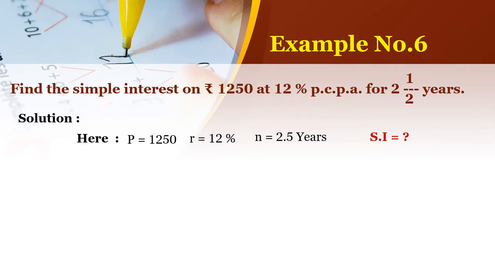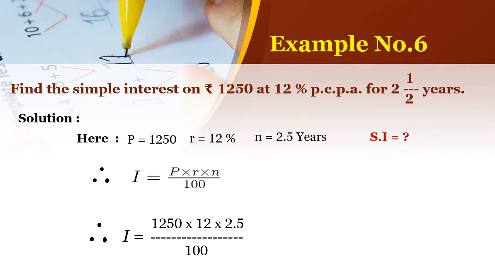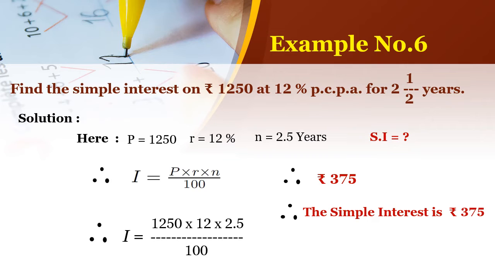So again using the same formula, I is equal to PRN upon 100, and put the value in the formula. That is I is equal to 1250 into 12 into 2.5 upon 100, and the resulting figure here, rupees 375. Therefore the simple interest is rupees 375. This is also a very simple and easy example. Now we move forward to the next example.